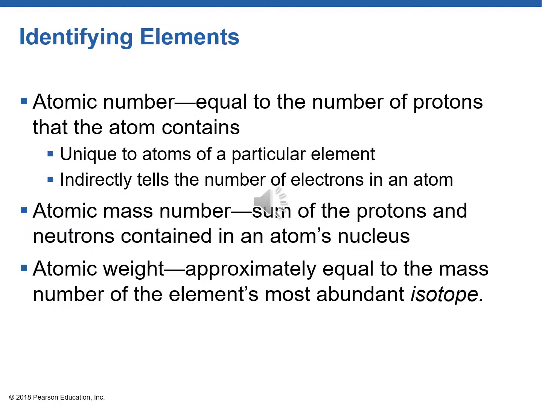The atomic number indicates the number of protons in the atom. The atomic mass number is the number of protons plus neutrons in the atom. The atomic weight is the approximate weight of the mass. It's going to be slightly different than the atomic mass number because of the idea of isotopes. And isotopes mean that the atom can exist with slightly different numbers of neutrons.